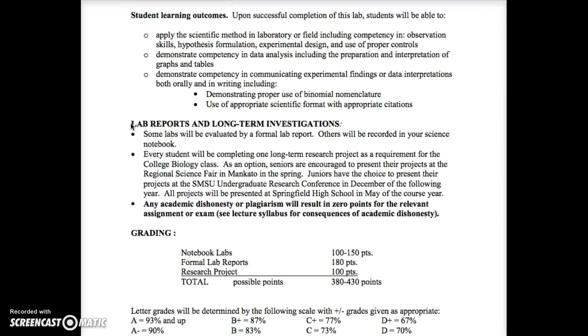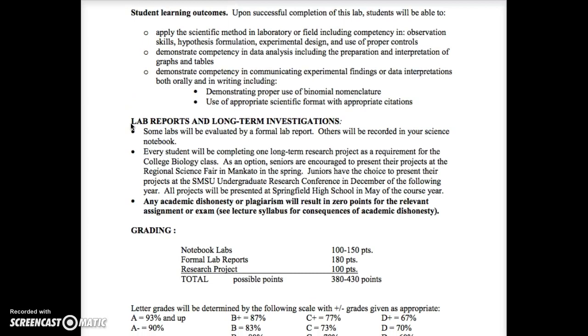These are the main learning outcomes that SMSU has established for its Bio 100 lab. We're going to be looking at the scientific method, so making sure that you know how to make observations, how to formulate a hypothesis, design an experiment, and use controls. You'll also be interpreting graphs and tables and also being able to construct graphs and tables. And then finally, representing your experimental findings or data orally and in writing and using binomial nomenclature, which is the 2-name system that we use in biology, and appropriate scientific format with citations when necessary in those reports.